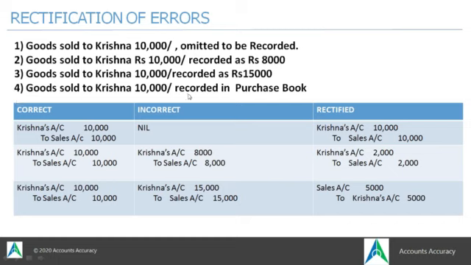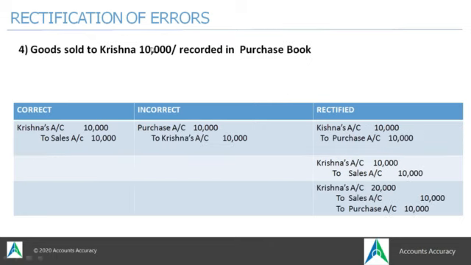Now come to our next transaction, that is goods sold to Krishna 10,000 recorded in the purchase book. Instead of the sales book, it got recorded in the purchase book.